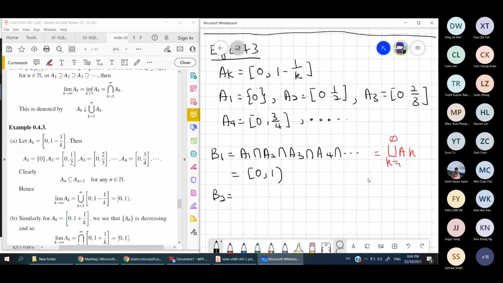Okay, we compute B2, so that will be A2 and A3 and A4 and so on. Wait, I think I'm using the wrong symbol here. Sorry, I'm not using N, I'm supposed to be using O.